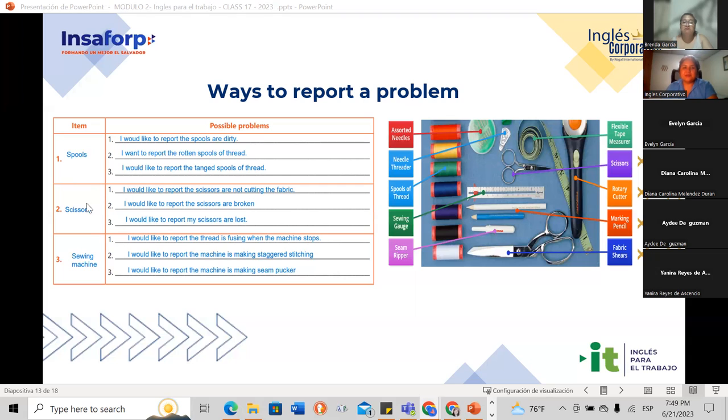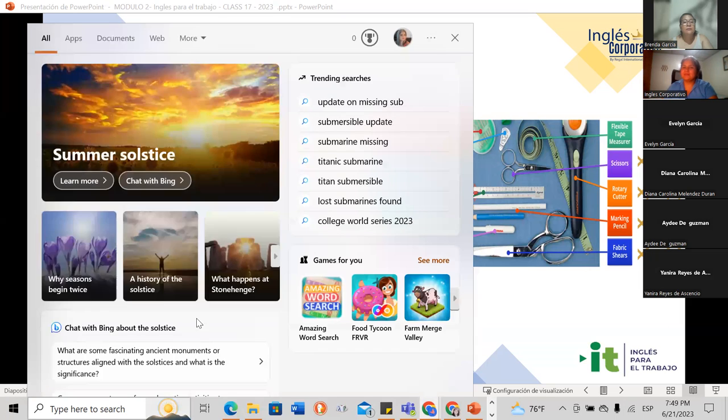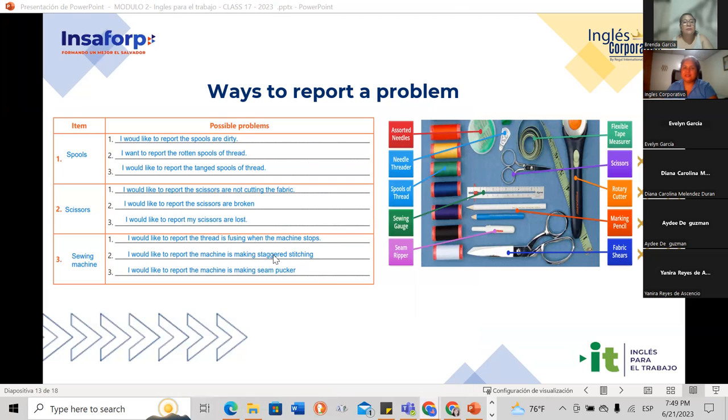Okay, with the scissors, okay? I would like to report the scissors are not cutting the fabric. No están cortando la tela, como ya desafiladas, okay? I guess you report that or you change the scissor. What do you do? Do you change the scissor or do you report that? Sí, yo tengo de los mecánicos, teacher, para que le saque filo. Ah, okay. So it means that you report that with the mechanic.